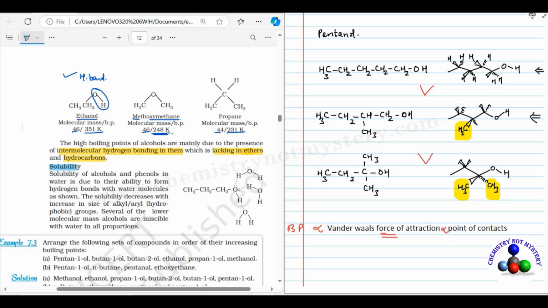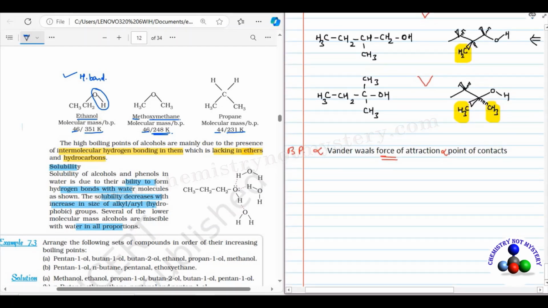Now come to solubility. Solubility of alcohols and phenols in water is due to their ability to form hydrogen bonds with water molecules, as shown. The solubility decreases with increase in size of alkyl or aryl group. Several of the lower molecular mass alcohols are miscible with water in all proportions.